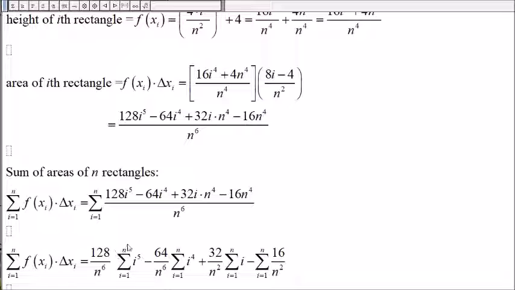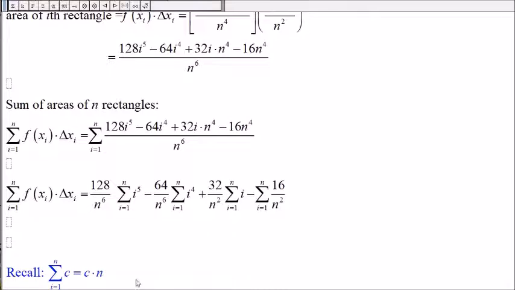And so next, we need a formula for the summation of i to the fifth, a formula for the summation of i to the fourth, and then the summation of i. And this is the term 16 over n squared. There's no i, so we could think of it as a constant, because the summation is with respect to i. And recall that if we have a summation of a constant, then it'd be just the constant times n. And so this last summation right here would be just 16 over n squared times n.